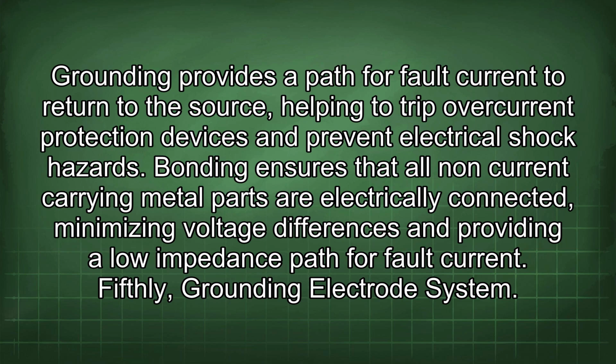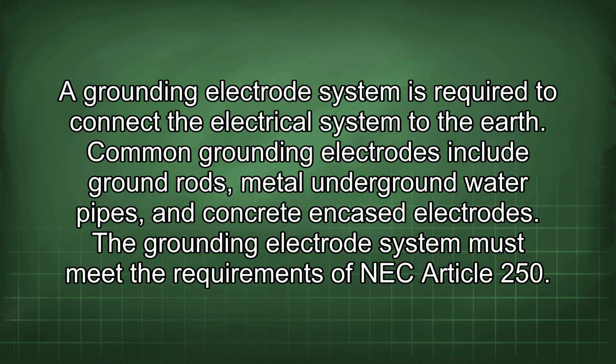Fifthly, grounding electrode system. A grounding electrode system is required to connect the electrical system to the earth. Common grounding electrodes include ground rods, metal underground water pipes, and concrete encased electrodes. The grounding electrode system must meet the requirements of NEC Article 250.